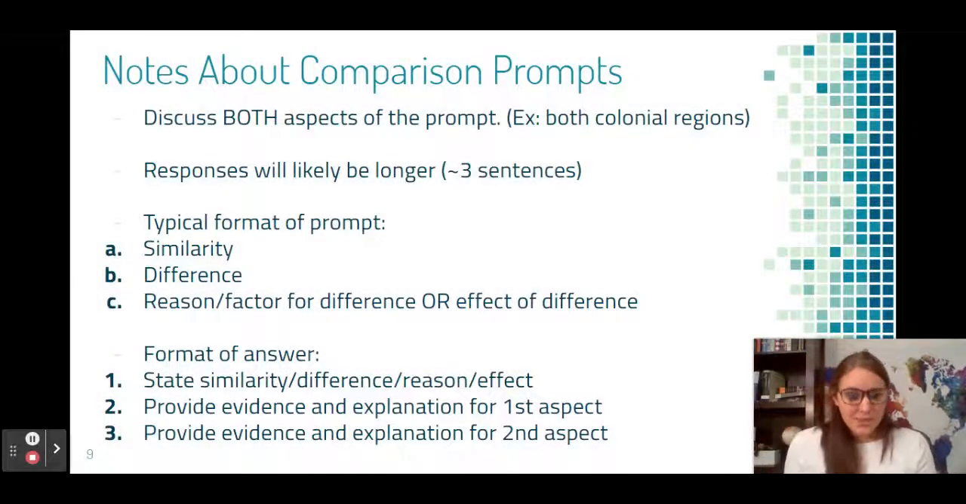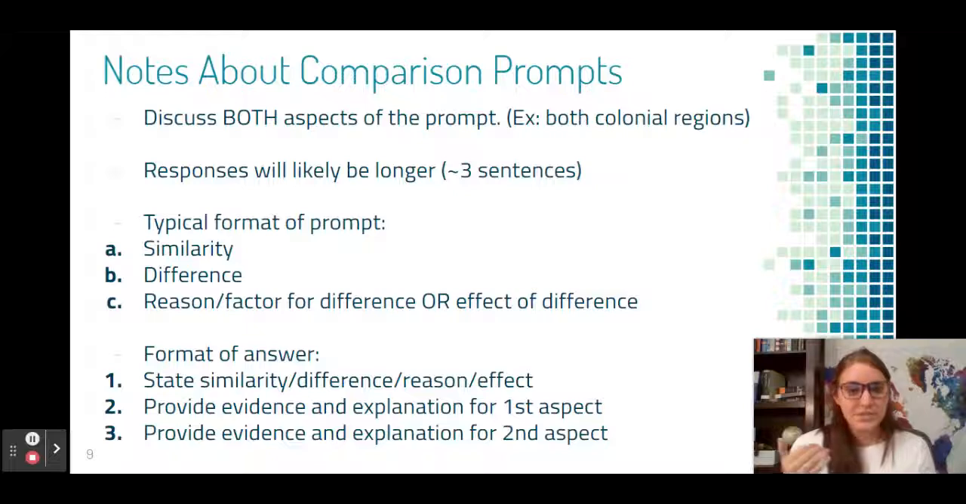But when you're completing a comparison prompt, these are my top tips. You want to discuss both aspects of the prompt whenever applicable. So, in these prompts, there are multiple colonial regions. In part A, you want to address both regions if you can. And because of that, your responses are likely going to be longer. These prompts are typically going to follow this format.